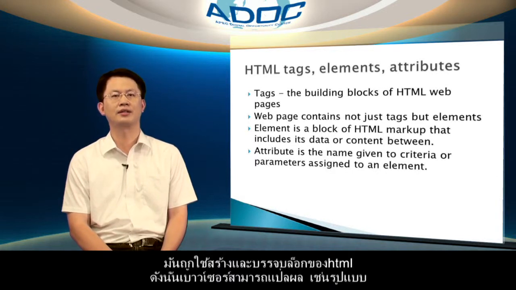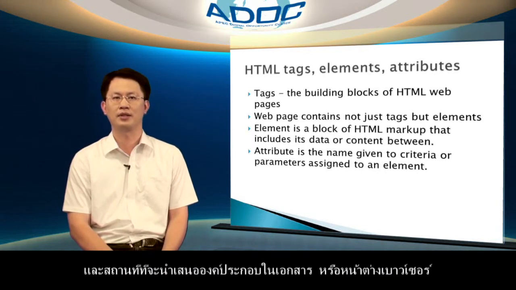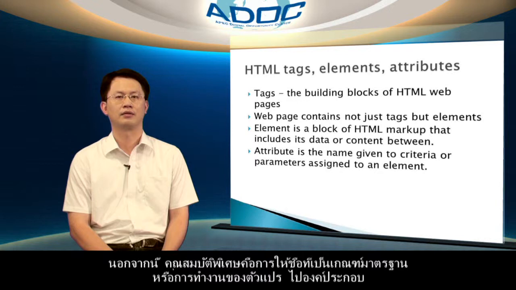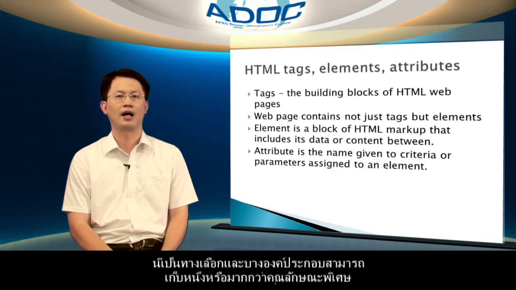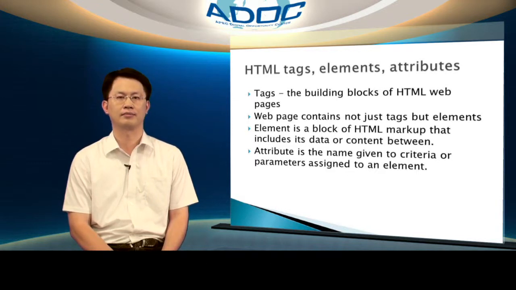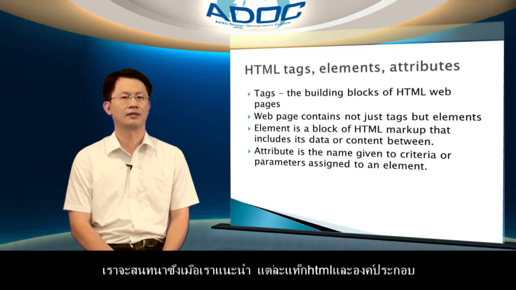It is used to construct content blocks of HTML, so the browsers can interpret which format to use and where to present elements in the document or the browser window. Other than that, attributes is the name given to criteria or parameters assigned to an element. These are options, and some elements can contain 1 or more attributes, which are located in their opening tags and affect the styling of the elements. We will discuss that when we introduce each HTML tag and document.